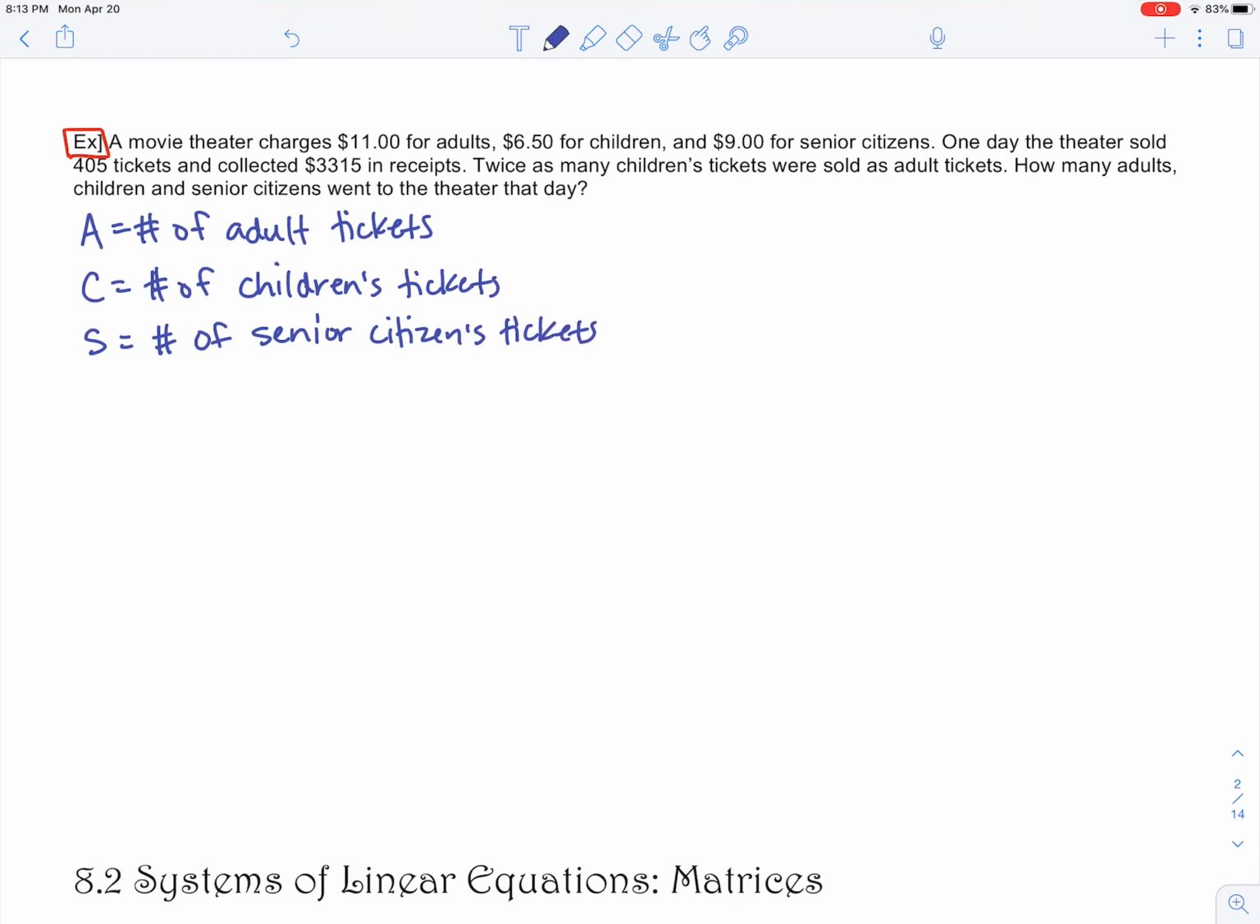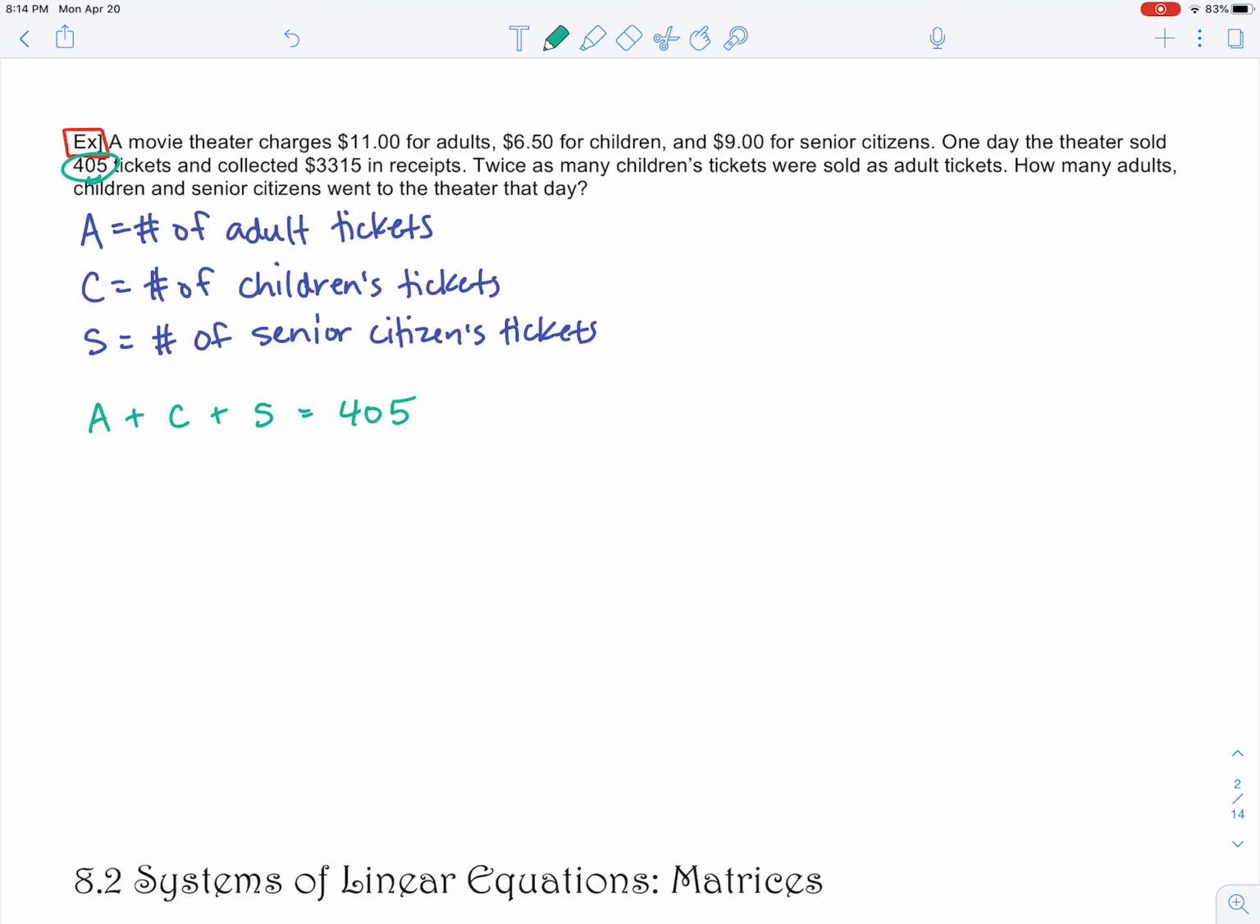Okay, now since we have three unknowns, we need a minimum of 3 equations to be able to solve for them. So we're going to look for some relationships in the problem. The simplest relationship is here. It says that they sold 405 tickets. That's the total. So if I add up A plus C plus S, I should get 405.